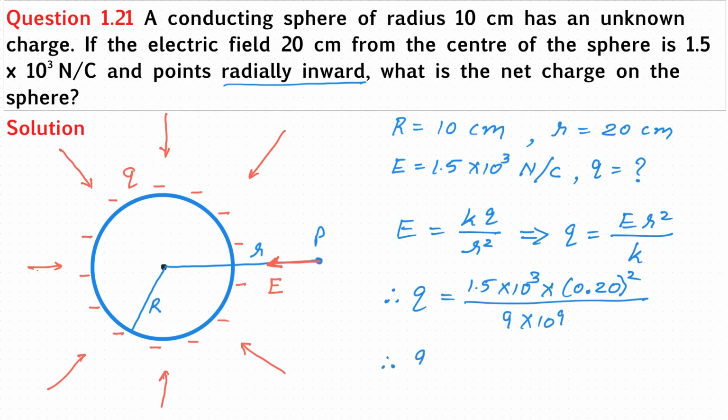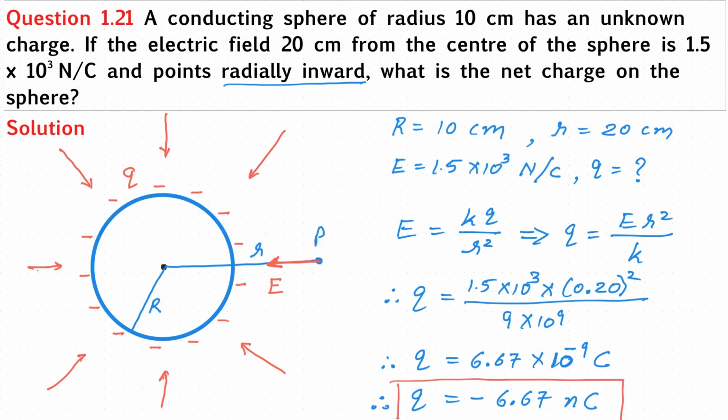Solving all this, we will get Q equal to 6.67 × 10^-9 coulomb. This is the charge. But yes, because the electric field is radially inward, that's why I should put the charge to be negative. So finally the charge is negative 6.67, and I can put here nanocoulomb because this is 10^-9. So this is the charge on the sphere.